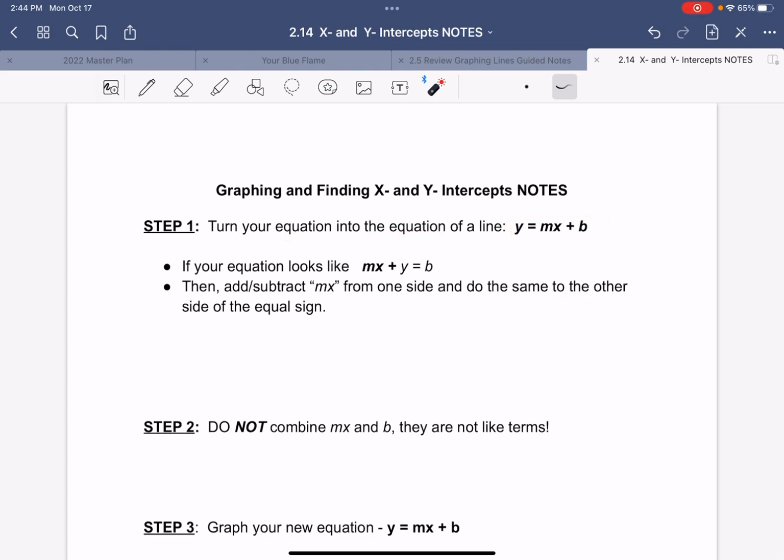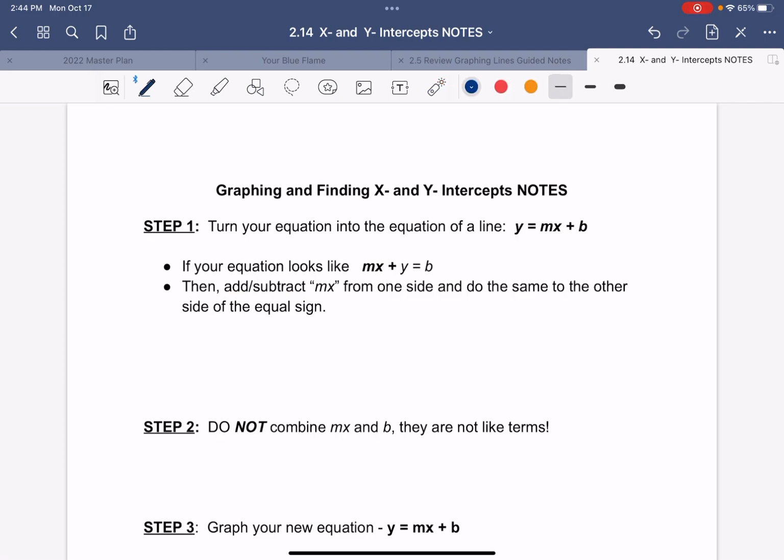When you look at your homework assignment though, it right now looks like this: mx, or your slope times x, plus y equals b. It is not the same as this. So what you're going to do with every equation is add and subtract your mx from one side and bring it to the other side so that you have both of those things on one side of the equation and your y by itself on the other. Okay, so let's do an example.